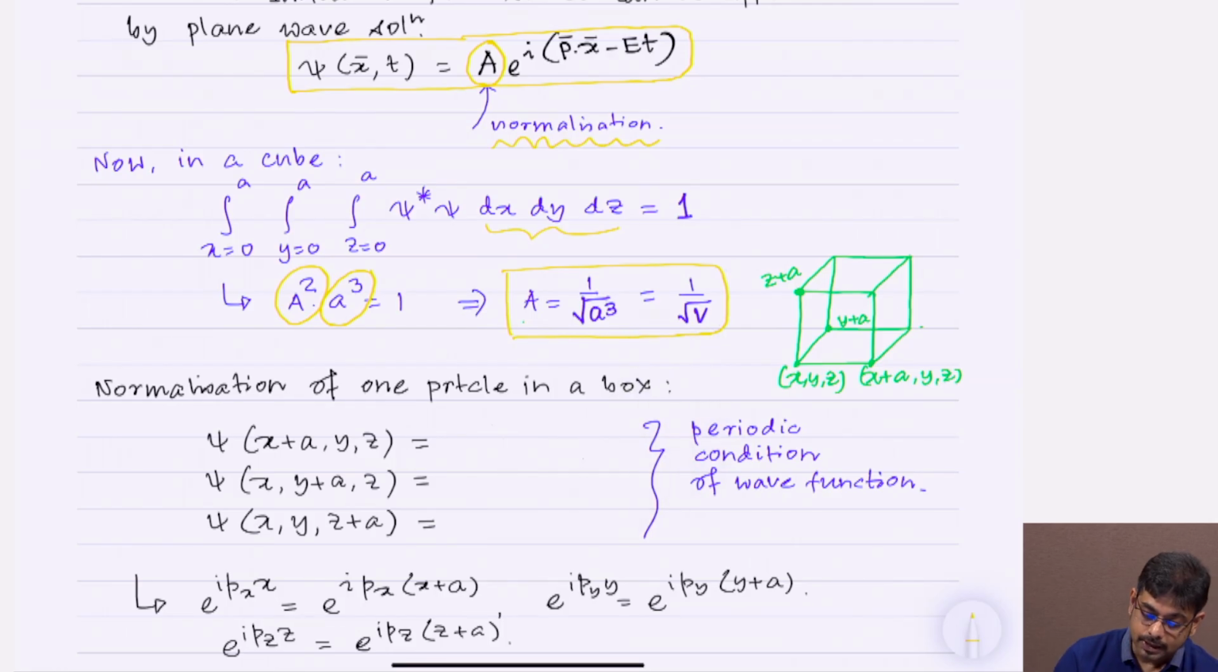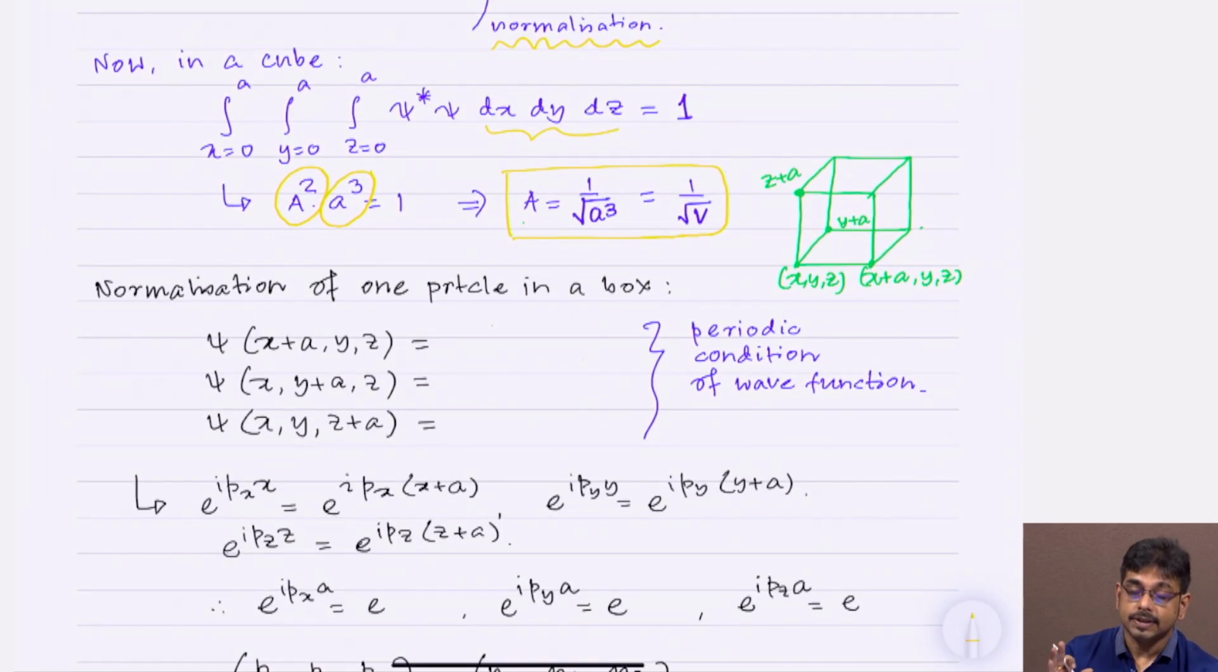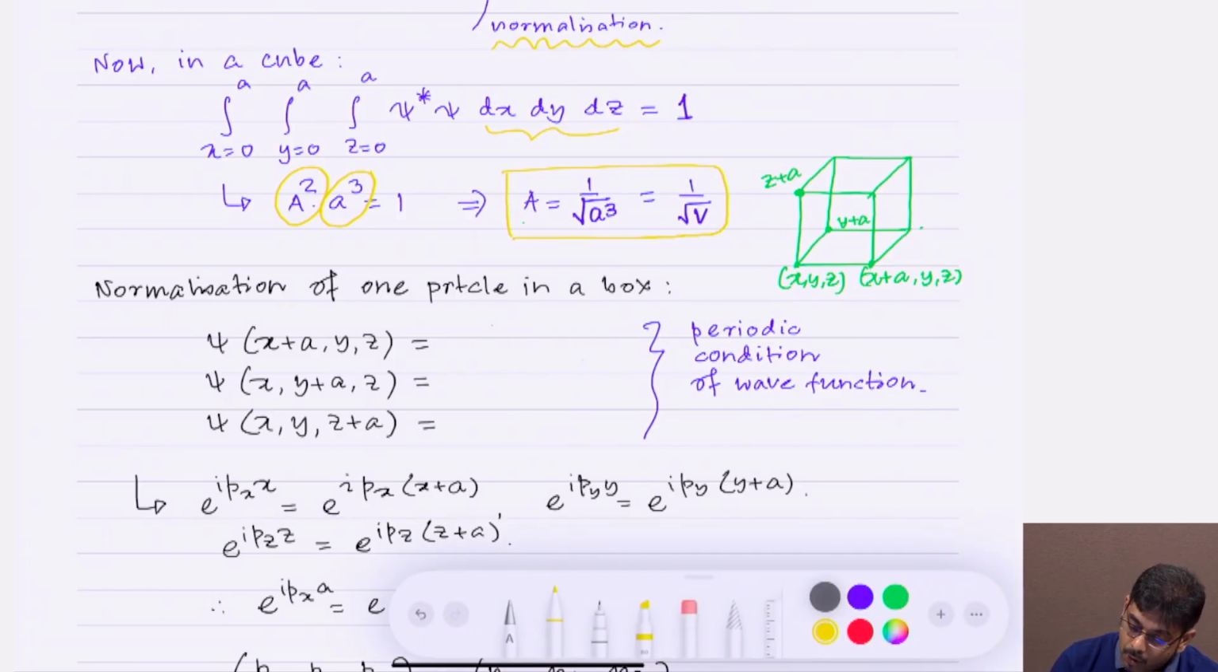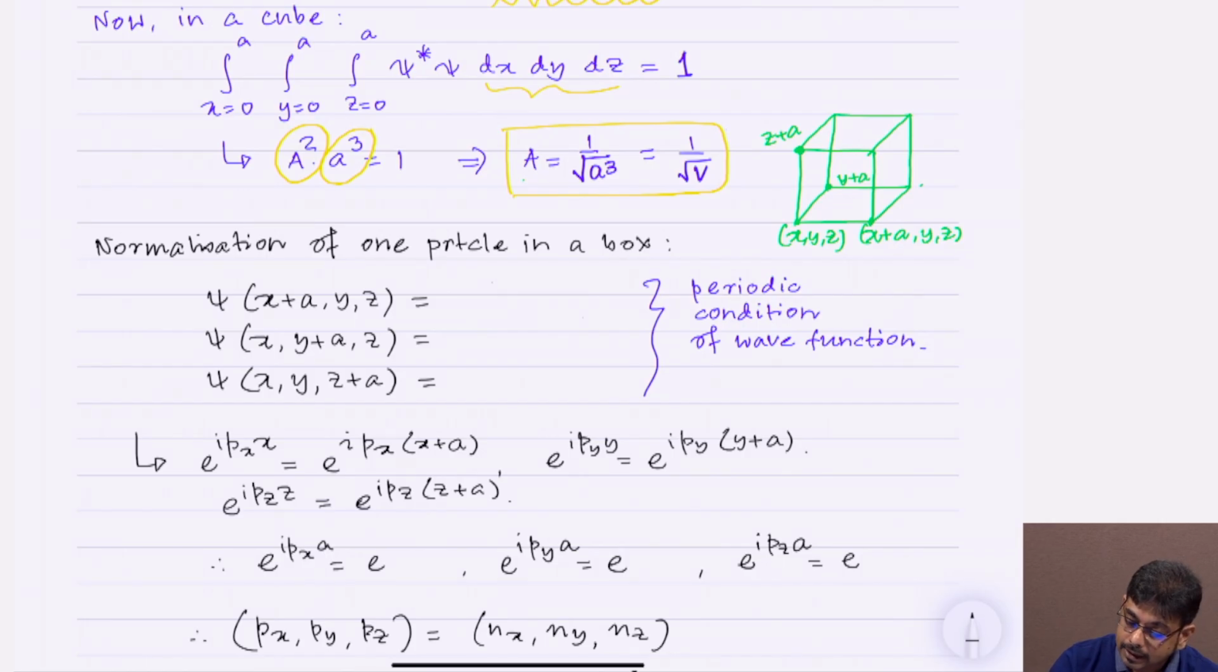Now, there is something more to this, because you are saying that I am normalizing this wave function to remain within this cube. So, there must be a periodic condition which we must impose on the wave function, which is to say that I want my wave function at this point of the box to be exactly identical to what I had at x, y, z. Okay? So, psi of x plus a, y, z must be equal to psi of x, y, z, and this is true in all directions.